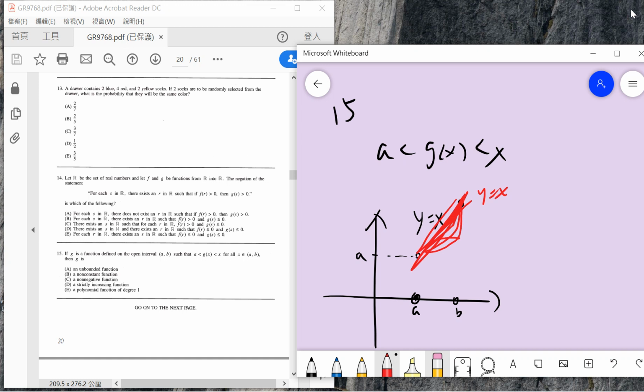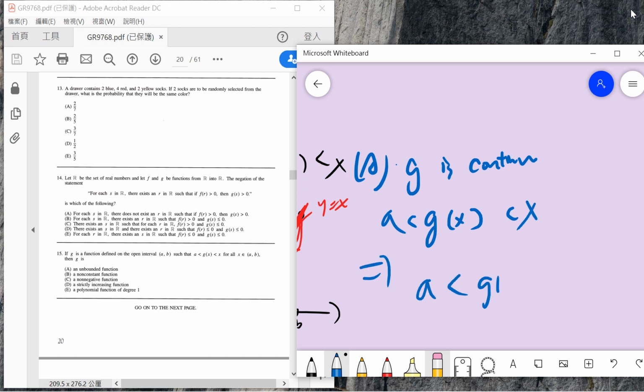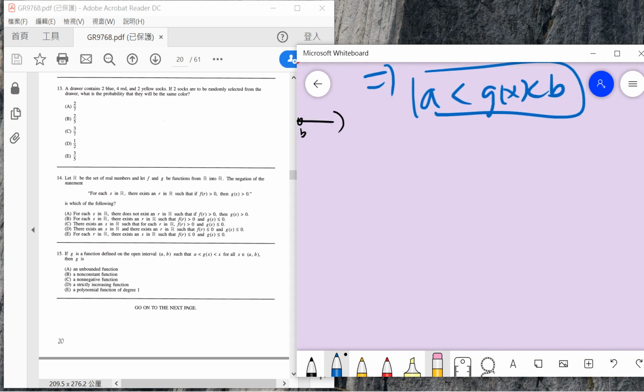So the first statement, A, is an unbounded function. Now this is impossible. Remember that G is continuous, and G of x is less than x. That means that G of x is less than b, right? Because the maximum in this open interval is b. So G is bounded.